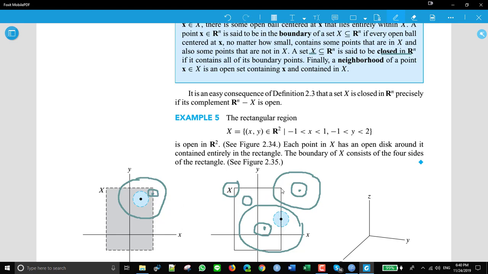So for this set, the boundary points are along the edge here, and the set contains all of those. So we will call this set a closed set. Okay, so let's read it. A set X in Rn is said to be closed in Rn if it contains all of its boundary points. Okay, and the last term we want to define is the neighborhood of a point.